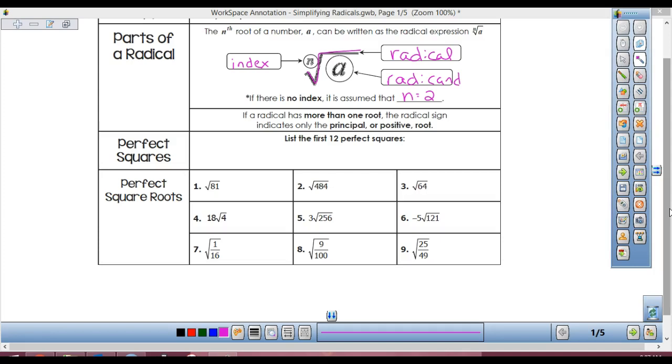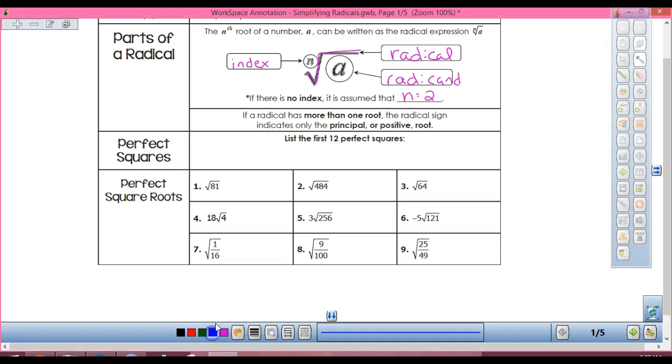All right, so this says to list the first 10 perfect squares. We're going to list the first 20. And now here's the deal. You should have at least the first 10 memorized. At the end of this year, you should have at least the first 15. And then they're going to keep giving you more and more.